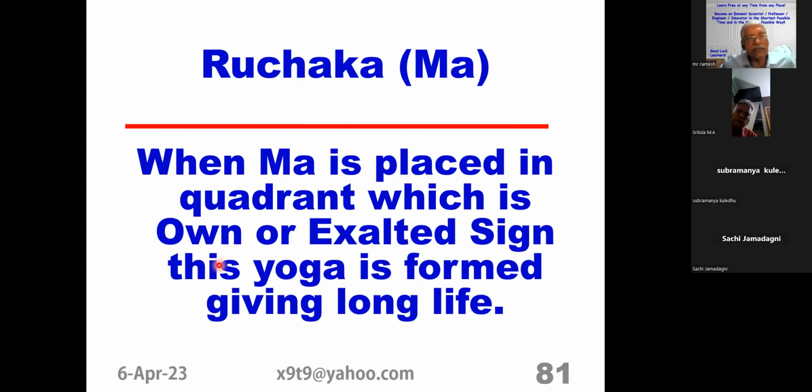Now, if you take Ruchaka Yoga, it is because of Mars. Do you have a horoscope with you or you don't have? I have. Okay, then you can see when Mars is placed in a quadrant, that means he is in 1, 4, 7 or 10 from the ascendant, and that place is either his own house or an exalted sign. This yoga is formed, and normally all the Pancha Mahapurusha yogas will give a long life. Lifespan will be generally above 80 years.